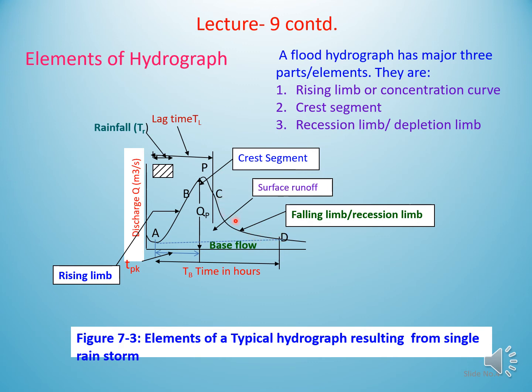This is the lag time TL, and the time interval from the center of mass of rainfall to the center of the hydrograph is called lag time TL. This TB represents the time of surface runoff, and TPK is the time of peak from the starting of the rainfall.